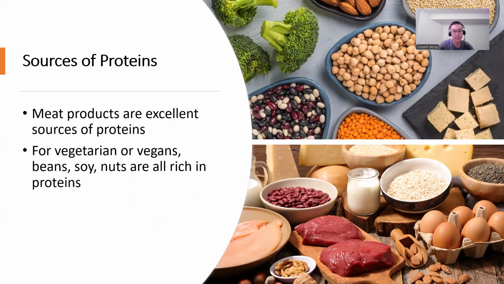Sources of protein. Meats are an excellent source of protein. Chicken breast seems to be the healthier choice compared to pork or beef, because those are red meat, and red meat is generally less healthy. For vegetarians and vegans, beans, soy, and nuts are all rich in protein. We all need protein. We cannot have a protein-free diet. You are going to have malnutrition if you don't have enough protein in your diet.